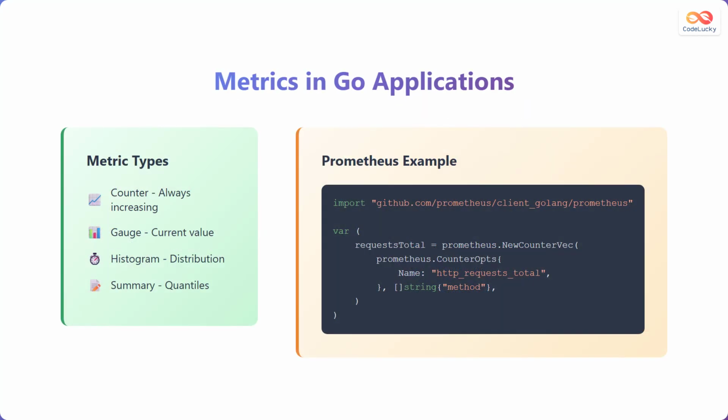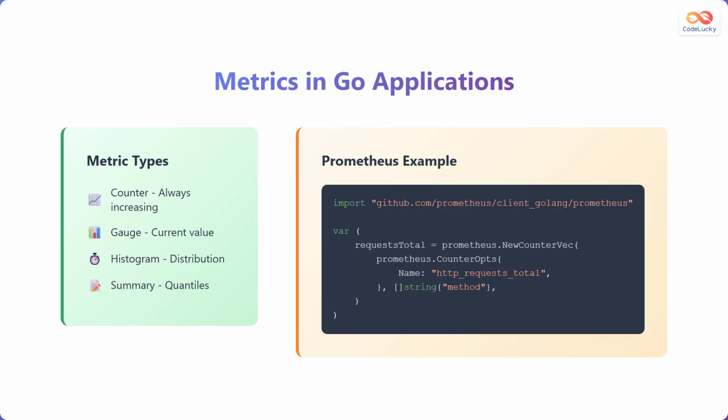Metrics are the foundation of any monitoring strategy. In Go applications, we typically work with four main types of metrics. Counters are metrics that always increase, perfect for tracking things like total requests processed or errors encountered. Gauges represent current values that can go up or down, such as memory usage or active connections.